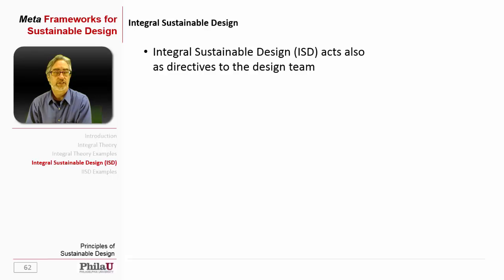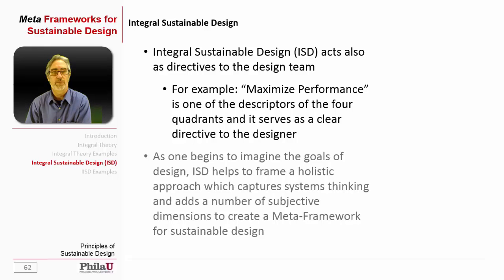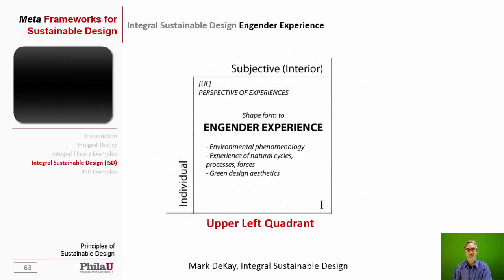So integral sustainable design acts as directives to the design team. We can maximize performance, for example. As one begins to imagine the goals of design, IST helps to frame a holistic approach, which captures system thinking, but a lot more, right? So here we're getting a holistic view of what sustainable design can be. Now I'm going to take you through the four quadrants one by one and give you a sense of integral sustainable design and how it can play out in building an overall approach to sustainable design that I think is very valuable and very effective.